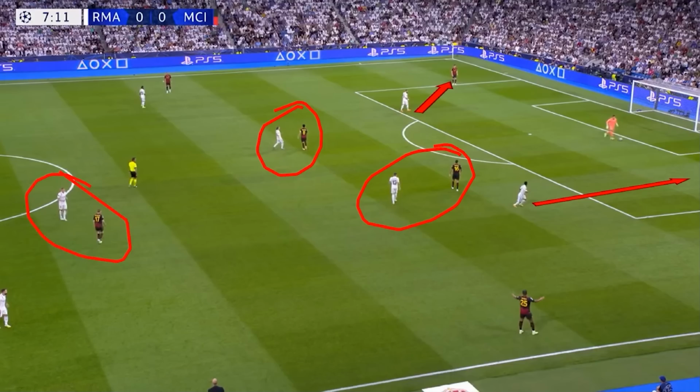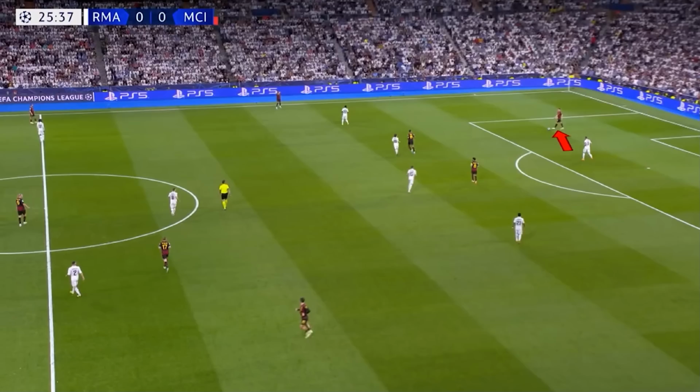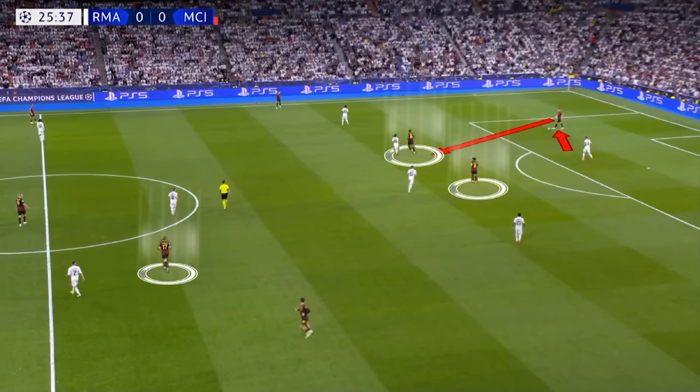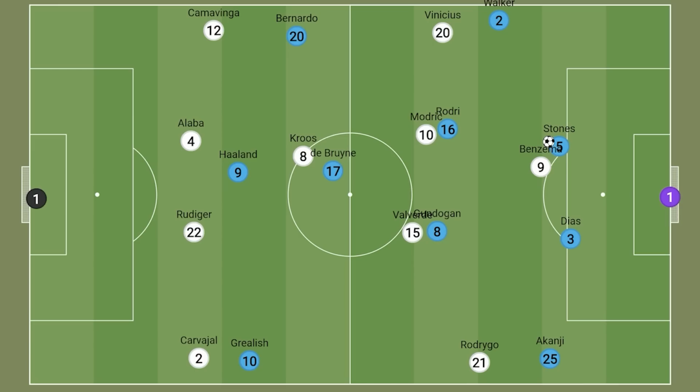But this was a philosophy Real Madrid kept in open play situations as well. Again, the high press from Benzema on Stones prevents Stones from moving up as a second pivot, meaning the City double pivot is picked up and De Bruyne cannot be found between the lines too easily. So what it meant is that at times, City would have to go longer.